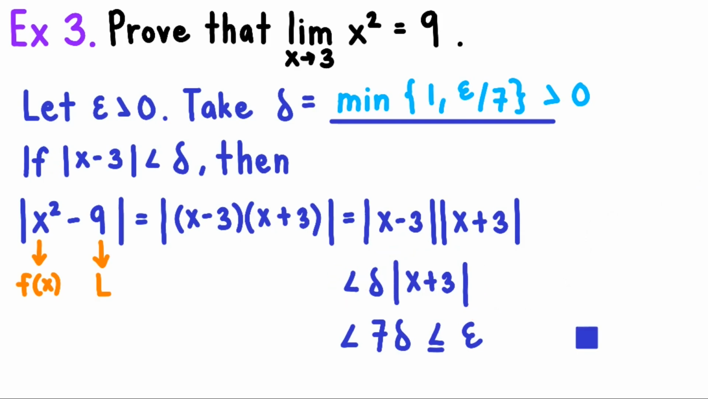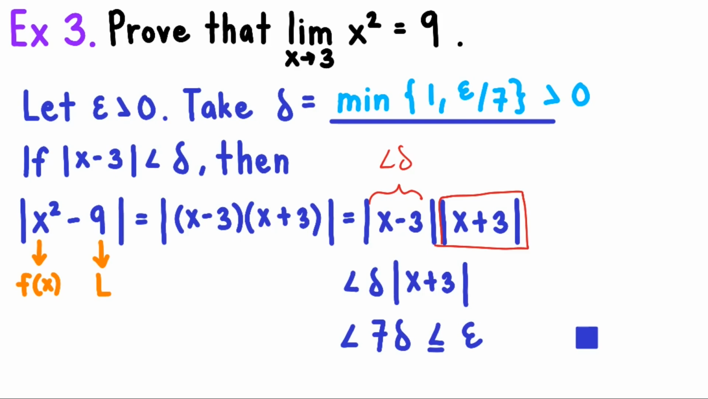As you can see in this example, it's quite trickier to choose delta since we have the absolute value of x plus 3 here, which we need to take bounds on. We only know that x minus 3 is bounded by delta, but we don't know the bound for the absolute value of x plus 3. So I hope you got this one correctly.